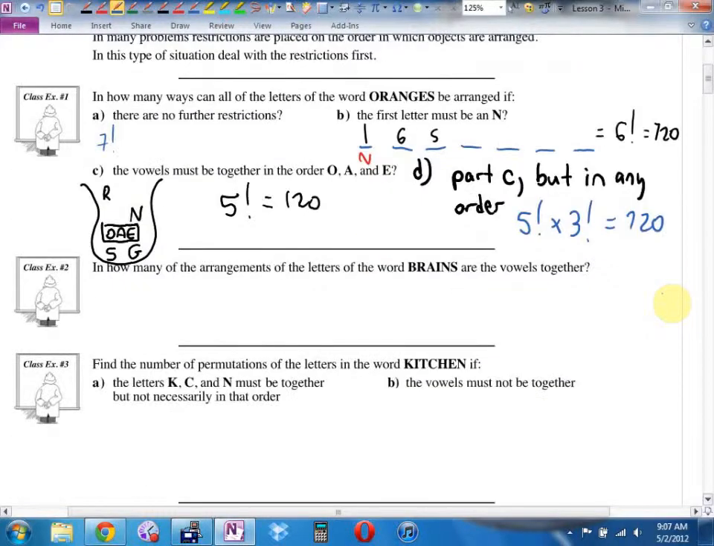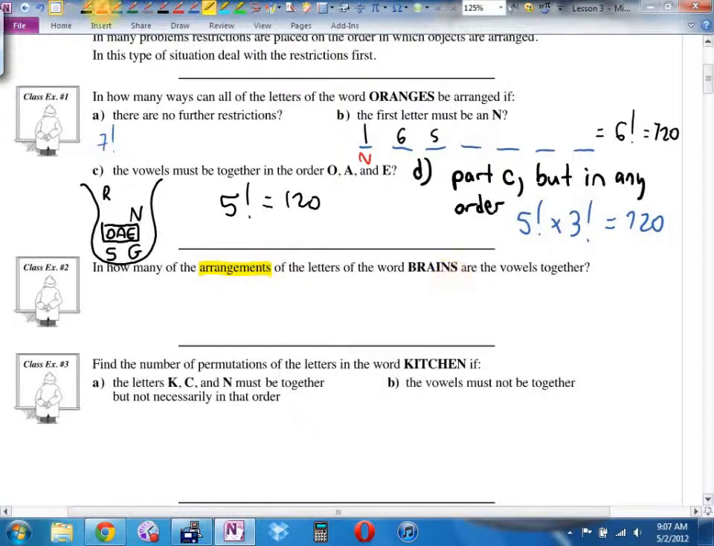So, in how many arrangements, by the way, this word here is another word for permutations. I'll use it on a test. It drives me crazy because I give kids a question on a test and I say, find the number of arrangements, and they think it's a combination, which we're doing later on. Permutation or arrangements. Are the vowels together?